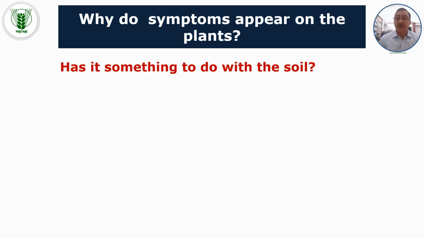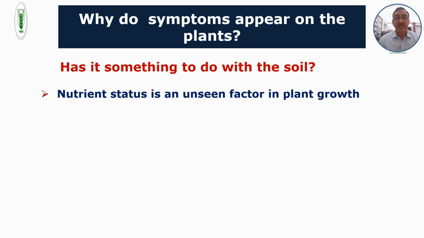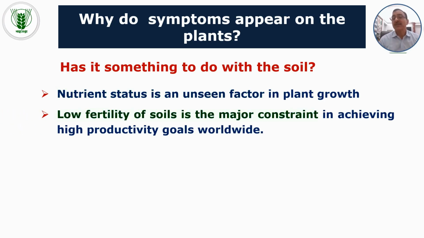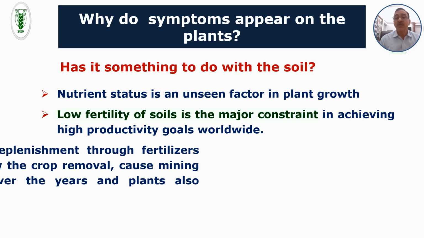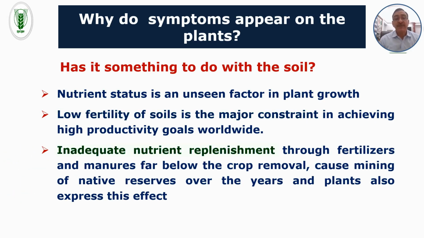Has it something to do with the soil? Of course, yes. So nutrient status inside the plant is an unseen factor, and low fertility of soils is the major constraint in achieving the desired yield potential of the crop. And inadequate nutrient replacement through fertilizers and manures, far below the crop removal, causes mining of native reserves over the years due to continuous cropping.